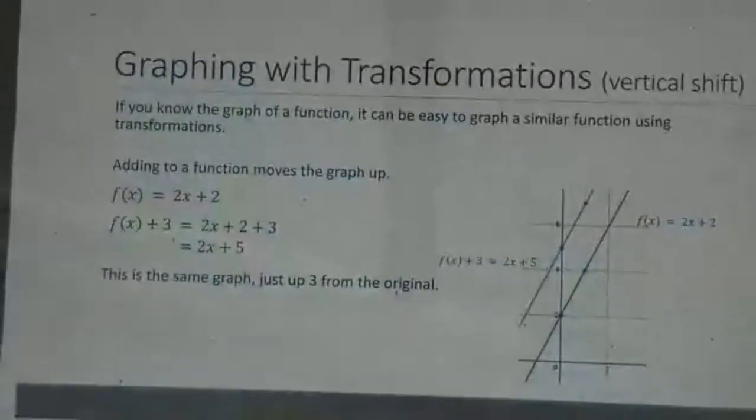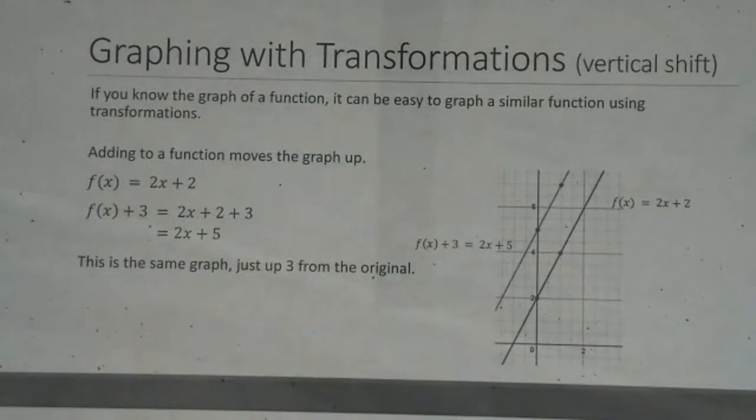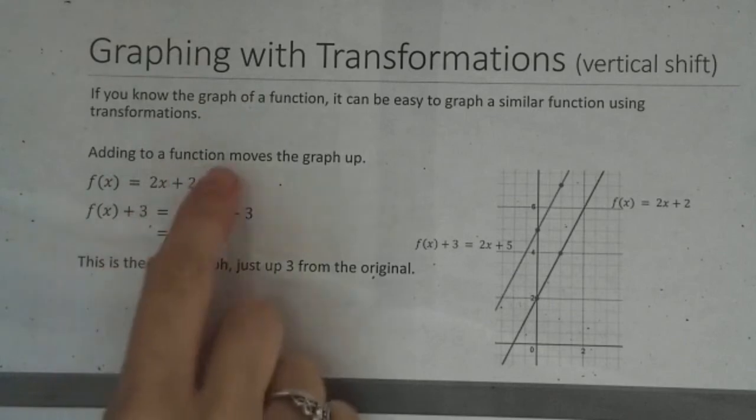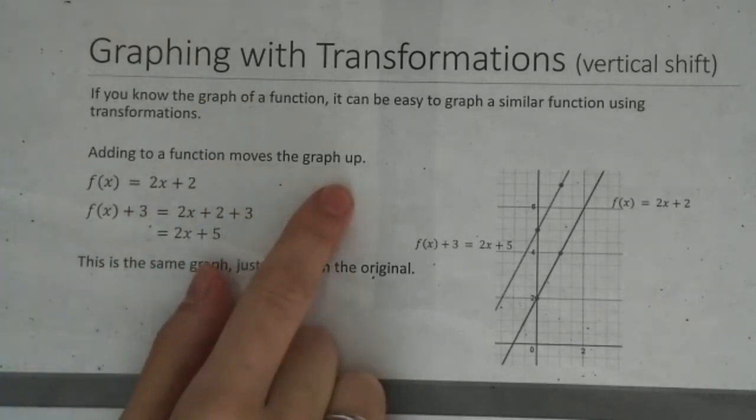All right, so now that we have this function notation, we can talk about taking somewhat simple graphs and transforming them into something more complicated by using small changes. So we're going to start with what's called a vertical shift. If you know the graph of a function, it can be easy to graph a similar function using transformations. So adding to a function moves the graph up.